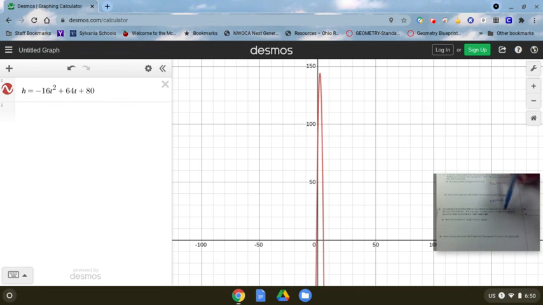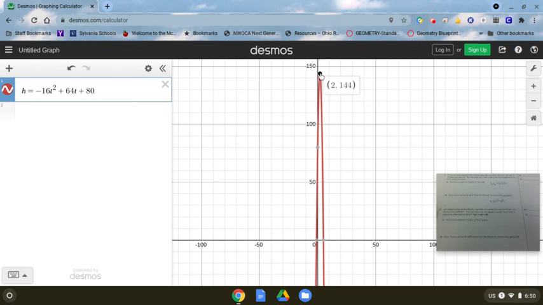The equation for the apple's height, here we go. Find the maximum height of the apple. Click on the vertex. After 2 seconds, that apple is 144 feet high. 144 feet high. It's not asking me for how long it got there. It's just asking for how high it is, right?